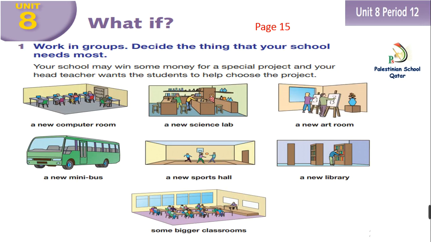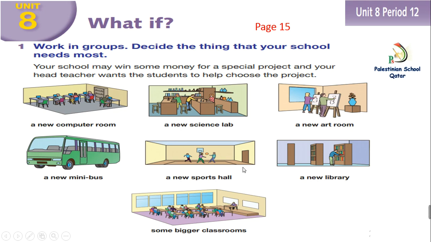Page 15. Decide the thing that your school needs most. Your school may win some money for a special project, and your head teacher wants the students to help choose the project. And here we have 7 pictures. For example, number 1, a new computer lab room, a new science lab, a new art room, a new minibus, a new sports hall, a new library, and the last, some bigger classrooms.